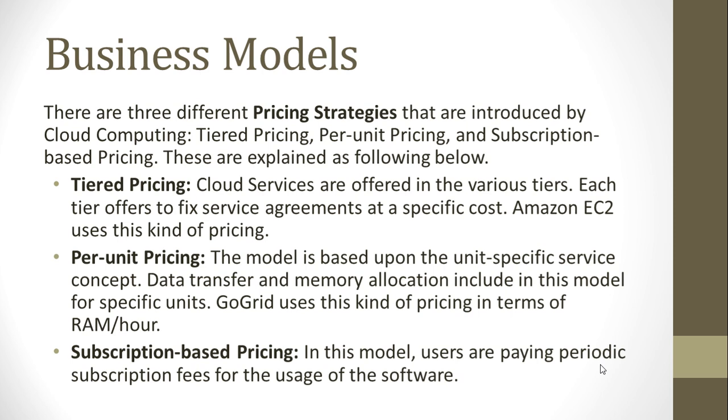There are various business models, that is there are various pricing strategies that get followed by cloud computing service providers. So the first one is tiered pricing. Under that, the cloud services are offered in various tiers, and for each tier we have to pay a certain amount. The next is per unit pricing. Per unit pricing means the unit could be anything depending upon what kind of service it is. So in case it is a processor based service, it could be RAM per hour, so the unit will be RAM per hour. So the user gets charged as per unit price.